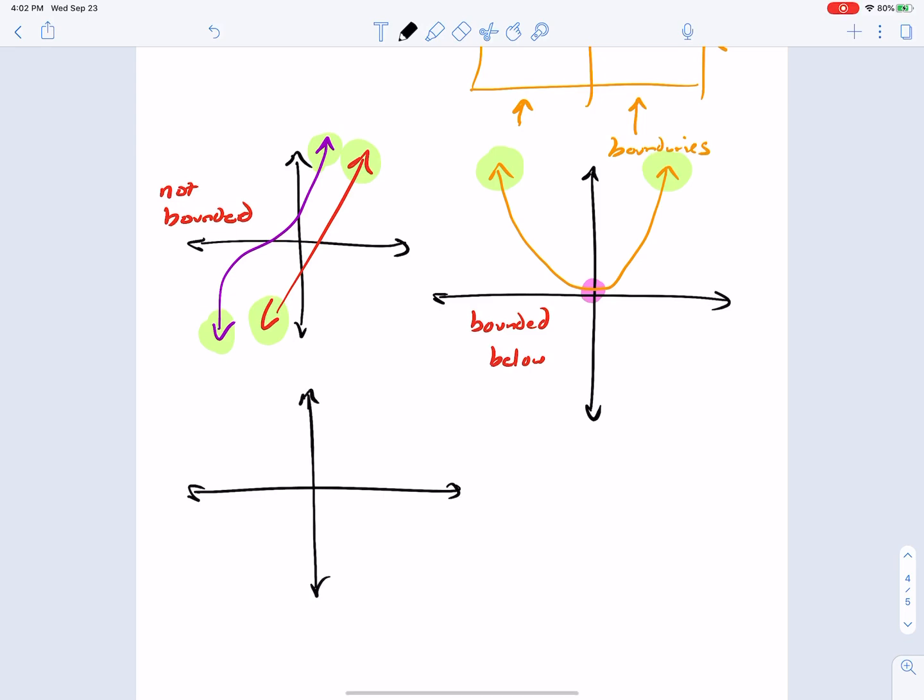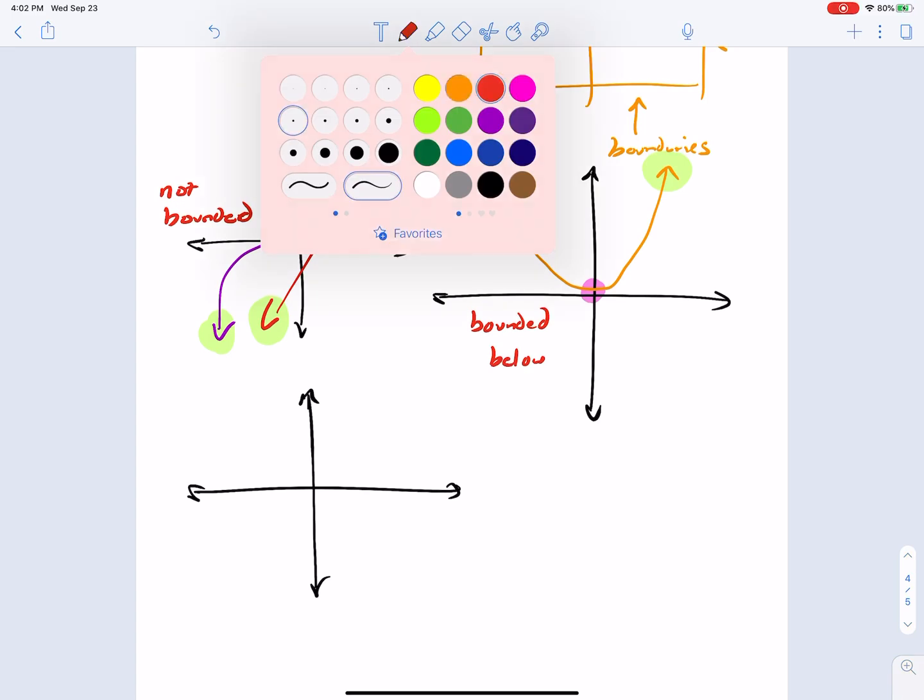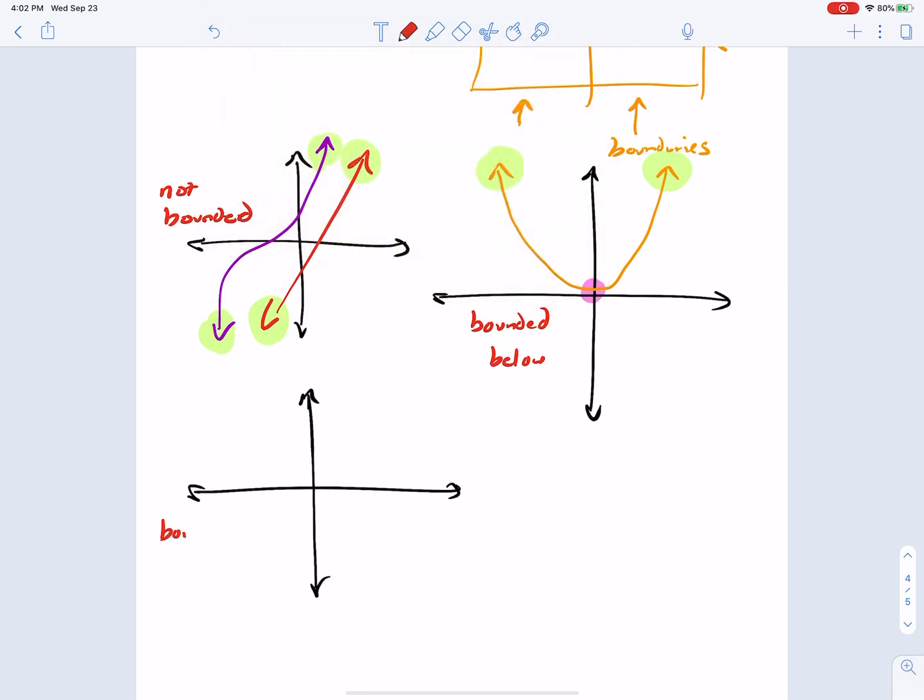You might even guess it. So let's try this one a little bit backwards, okay? We're going to try to sketch a function that's bounded above. I want you to sketch any function that's bounded above. Pause and then press play when you're ready.